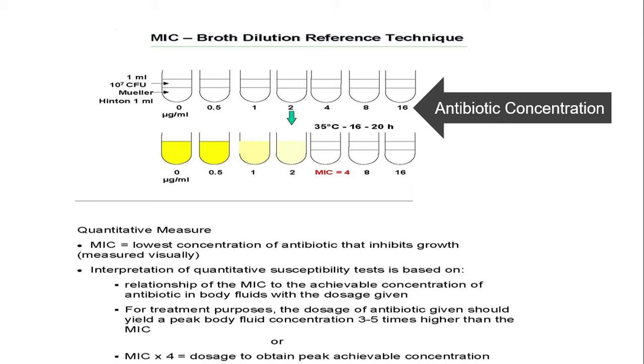For treatment purposes, the dosage of a given antibiotic should yield a peak body fluid concentration 3 to 5 times higher than the MIC. For example, if a certain antibiotic has an MIC of 4, it should have a concentration in body fluid of 3 to 5 times that. So for an MIC of 4, it should be around 20 microgram per ml concentration of antibiotic in the tissue. MIC times 4 is equal to the dosage to obtain the peak achievable concentration. So this is the basic formula: MIC into 4.